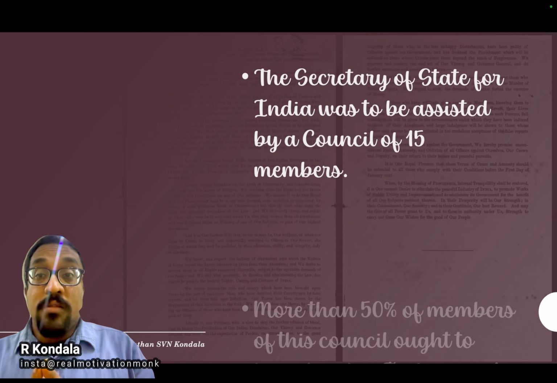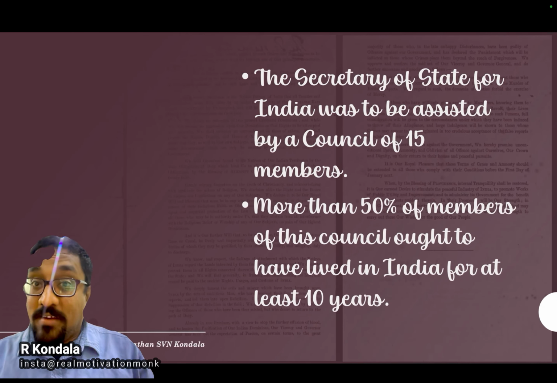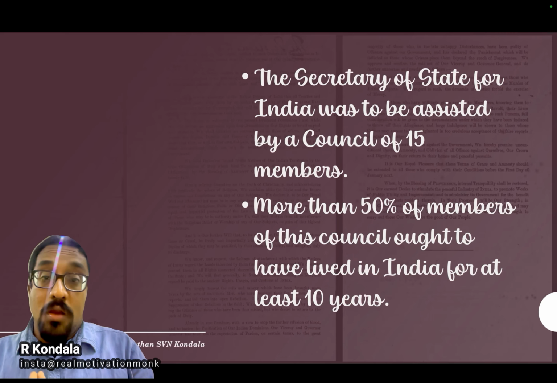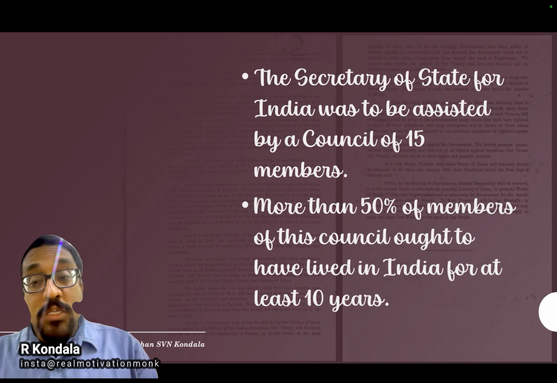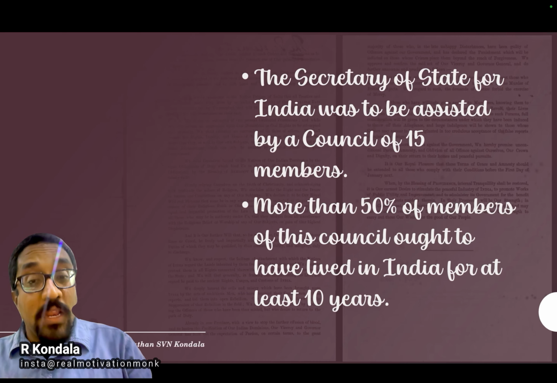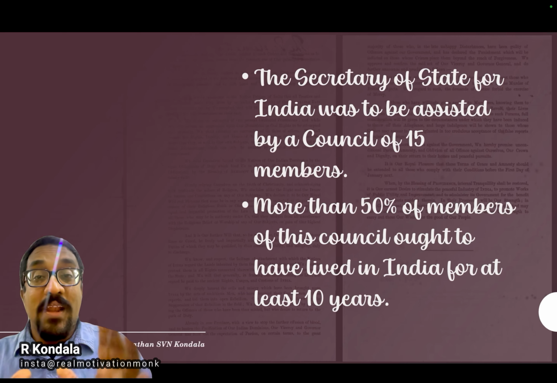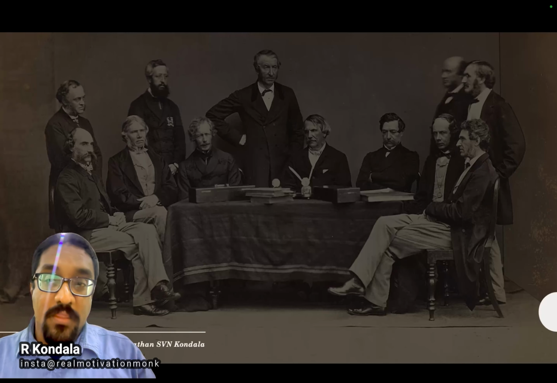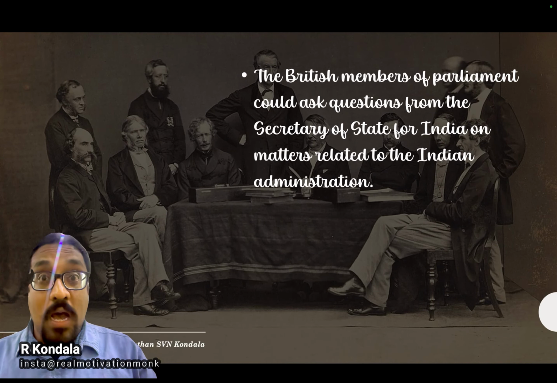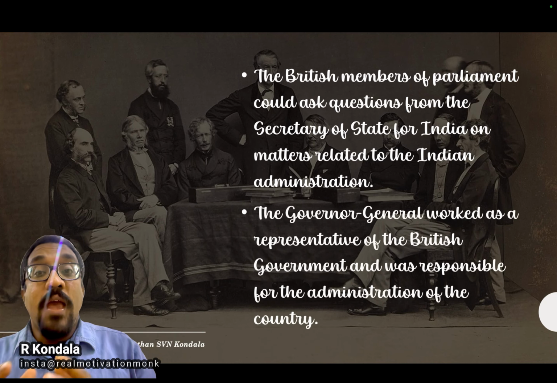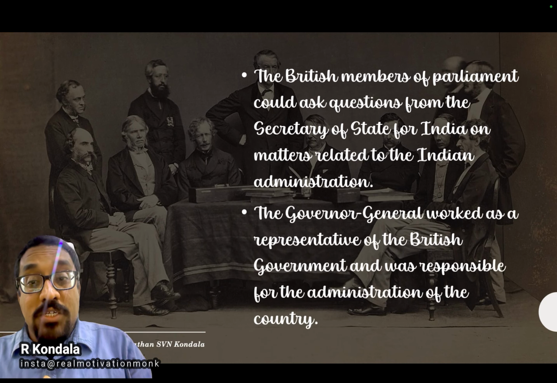At the same time, the Secretary was to be assisted by a council of 15 members. So 15 council members were to be selected, 50% of whom had to have lived in India for a period of at least 10 years. At the same time, the British members of Parliament could always ask questions to the Secretary of State for India on matters relating to Indian administration, and the Secretary was obliged to respond.